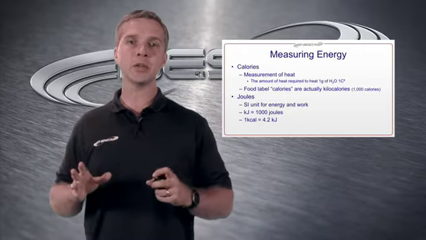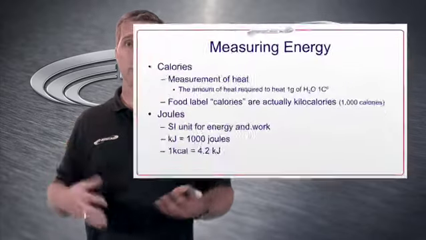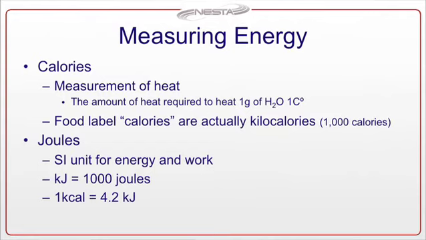Now, another way of measuring energy is called joules, and you might hear that as well as the SI unit for energy and work. It's just another way of measuring it, and it's directly related to calories. In fact, 1 kilocalorie or 1 food calorie is equal to 4.2 kilojoules. So once again, calories and joules, two different ways of measuring the same thing.